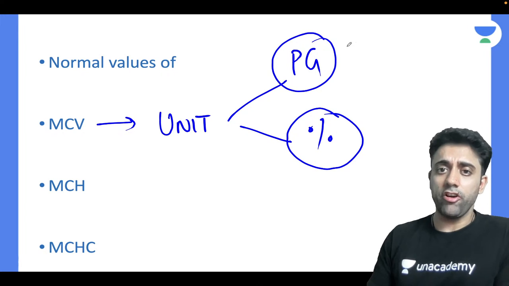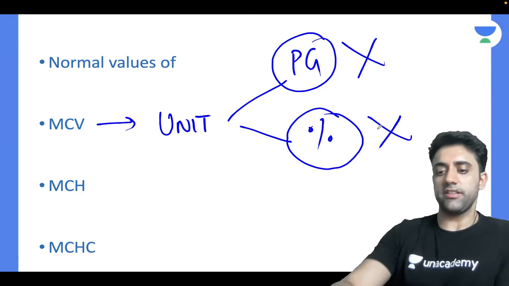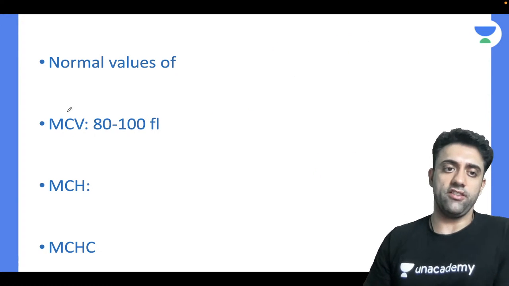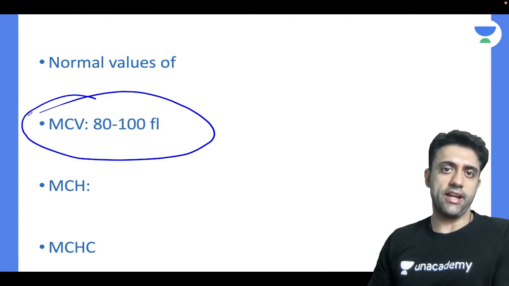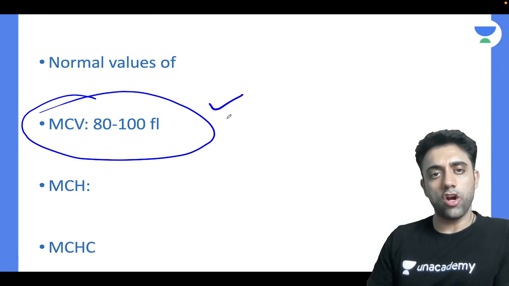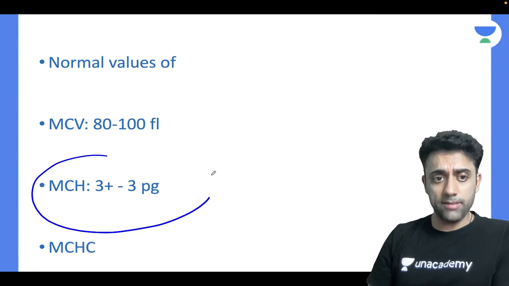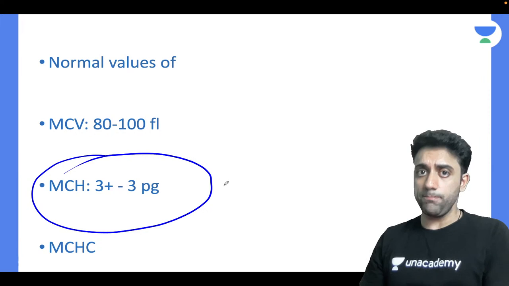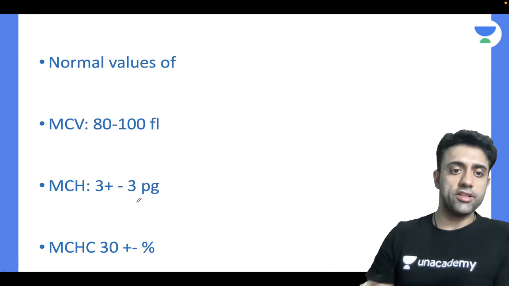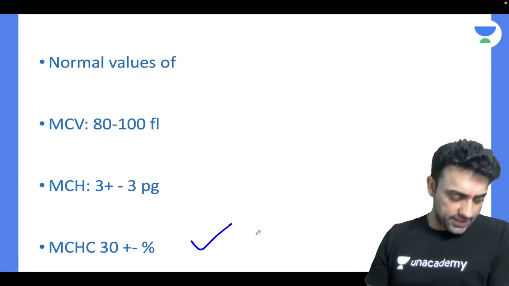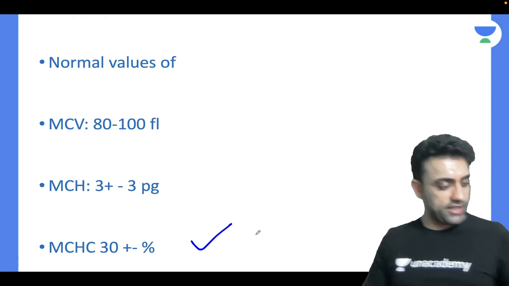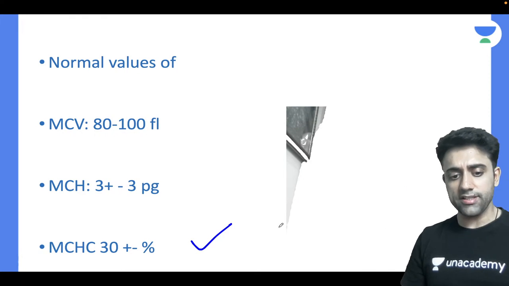Very good. The mean corpuscular volume is neither picogram nor percentage, it is femtoliter. So the normal MCV is 80 to 100 femtoliter. The normal mean corpuscular hemoglobin is 30 plus minus 3 picogram, and normal mean corpuscular hemoglobin concentration is 30 plus minus 3 percentage. Okay, are you understanding? Yes or no?